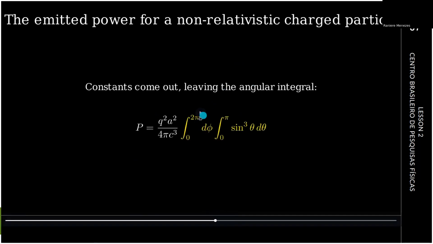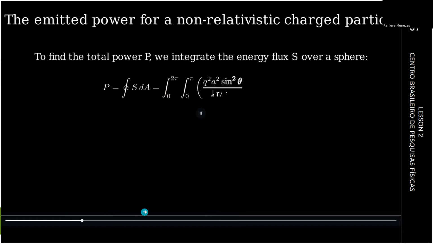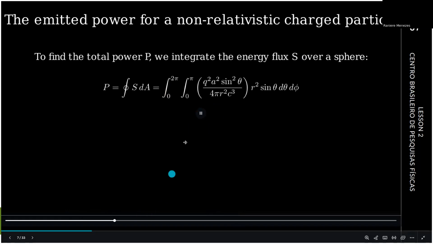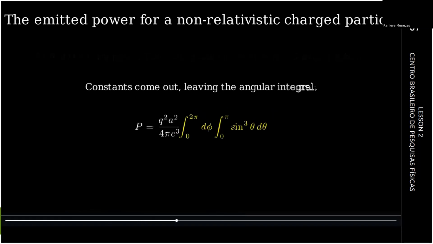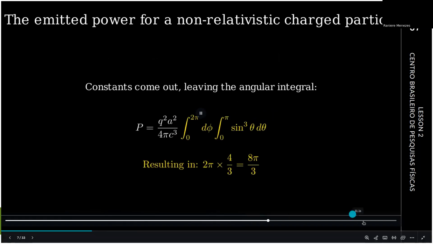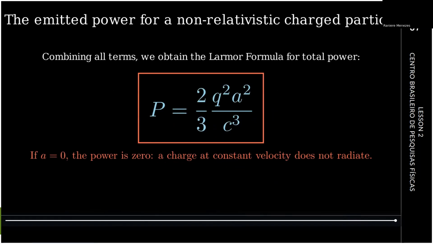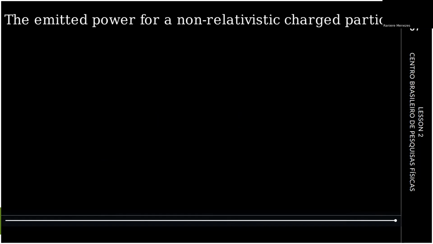I'll just pause here. Okay, so this was just the integration of the Poynting vector over a sphere around the electron. We just rearrange the integral and solve the angular part, and arrive at the total power emitted by a non-relativistic electron. Here you see that if the acceleration is 0, there is no emission.